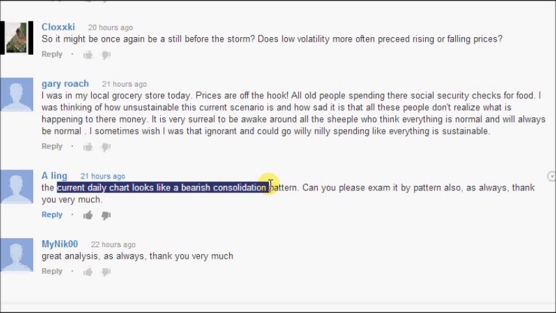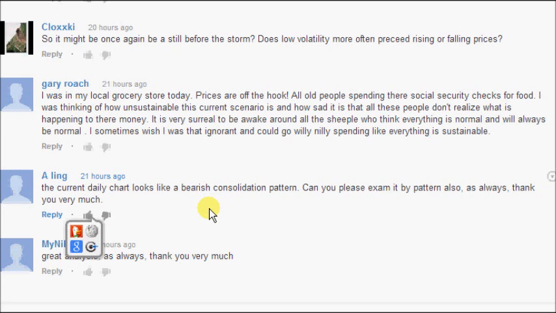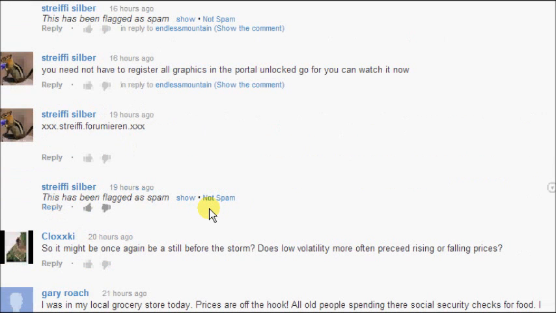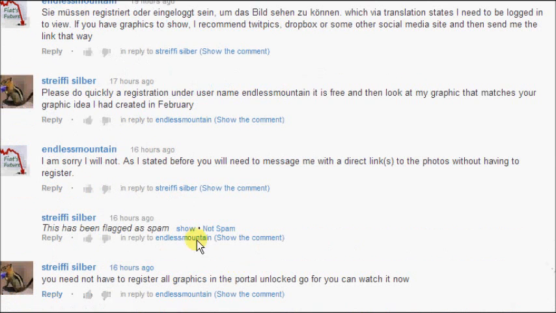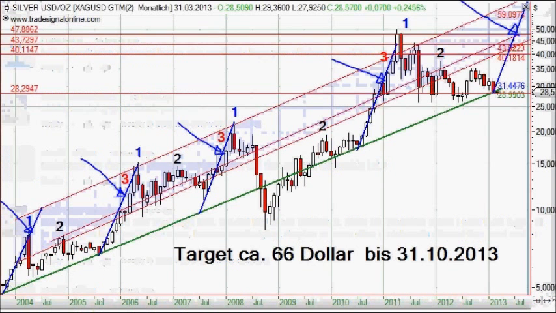The current daily chart looks like a bearish consolidation pattern. Can you please examine it by pattern also? That's your opinion that it looks like a bearish consolidation pattern. That's not mine. And we're not going to go over the daily chart. And this gentleman here sent me a page of some photos, so I'm going to go over one of them right now, actually.